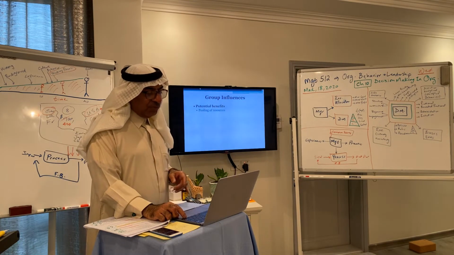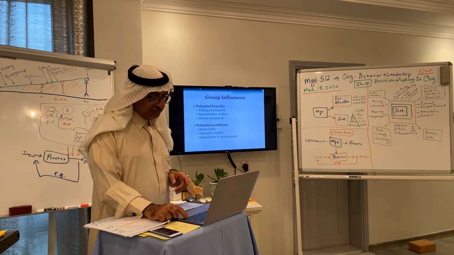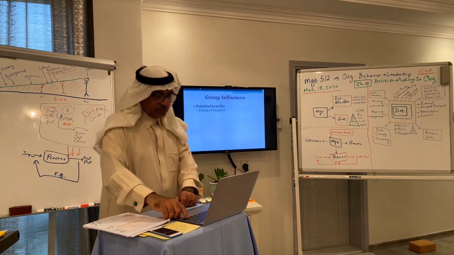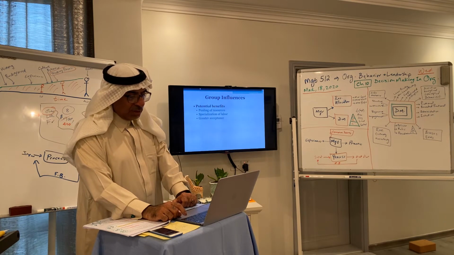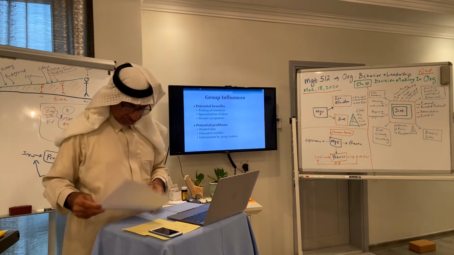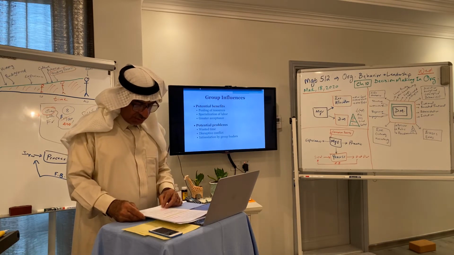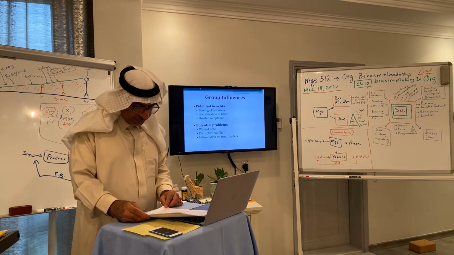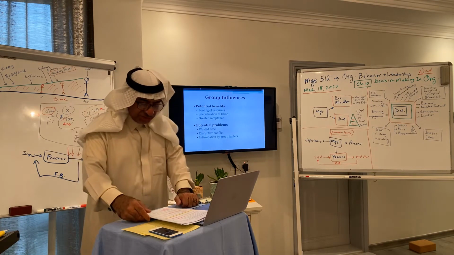Okay. Group influence, potential benefits versus potential problems. Okay. Group influence, if a group of people, okay, factors affecting the decisions, okay, this is the group influence versus the potential benefits versus potential problems, okay?